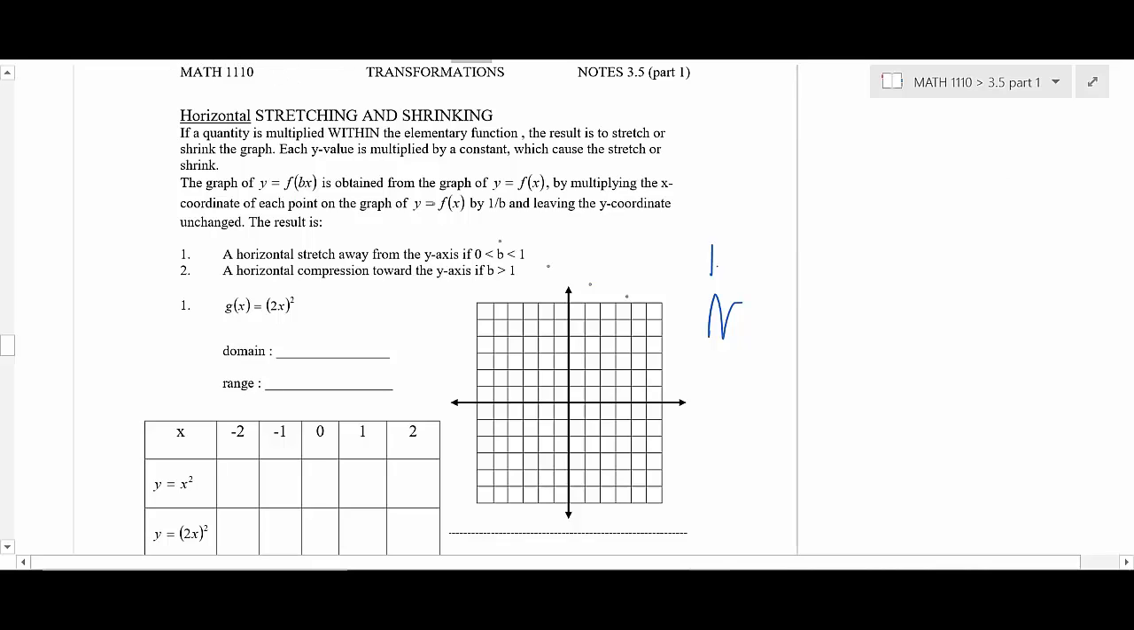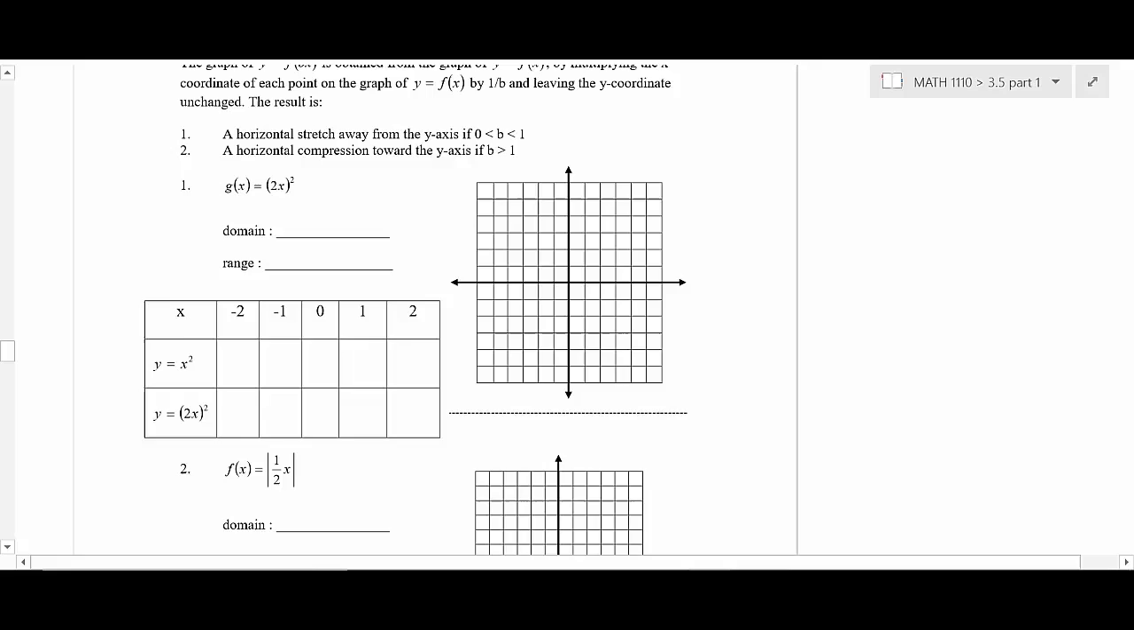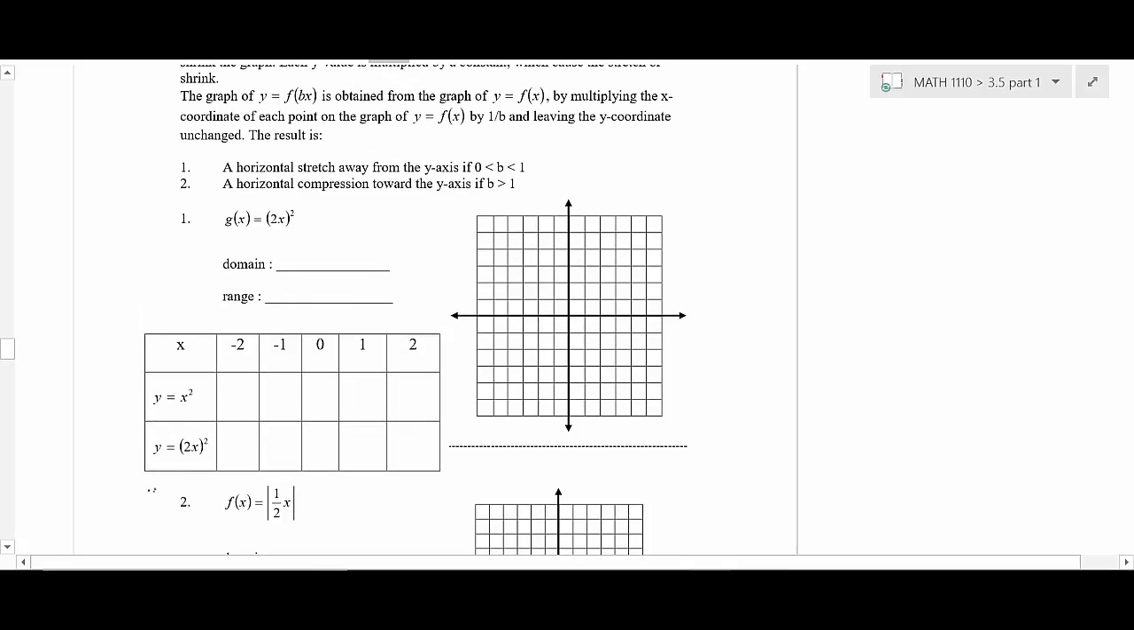So we haven't talked about the idea with the horizontal stretch and shrink. We've talked about vertical stretch and shrink. So horizontal goes like this. The basic idea, we're going to go ahead and graph this function and just kind of discover how this works.